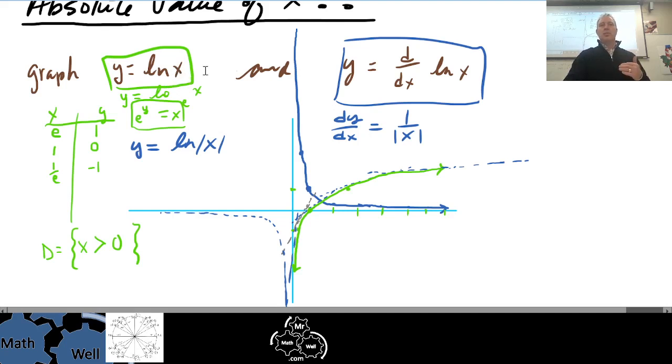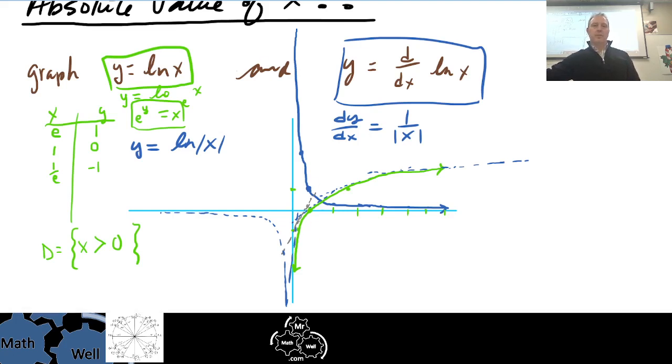E to a large number can give you a large value. E to a small number can give you a small value. But e to no value possible will give you a negative value, right? So we only consider x greater than 0 for the logarithmic function. So that means that when we take the derivative, okay, now look at this, the derivative of the green graph is the blue graph here, okay?